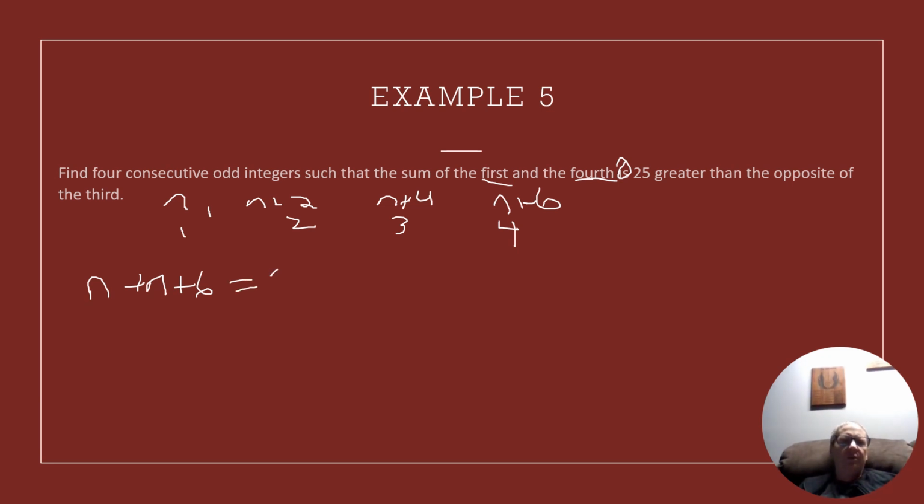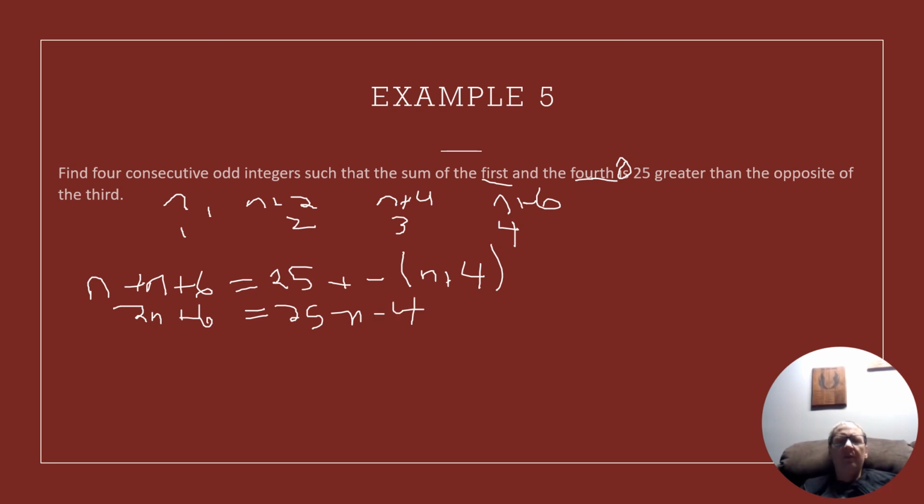And I have is, so that's my equals. 25 greater than, so 25 greater than means plus, the opposite of the third. So opposite is negative, the third is n plus 4. So you got to be careful when you do an opposite of one of these that you put that in parentheses always in order to make sure you're taking the opposite of the entire number because it is one thing, n plus 4. So I'm going to go ahead and distribute there and combine like terms over here. So we got 2n plus 6 equals 25 minus n minus 4.